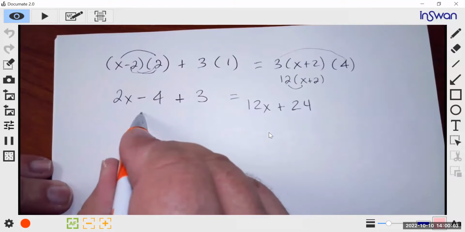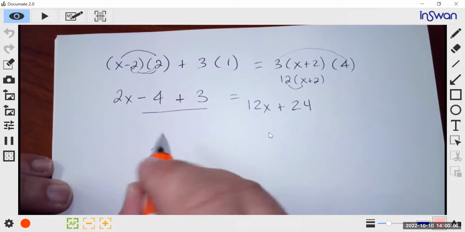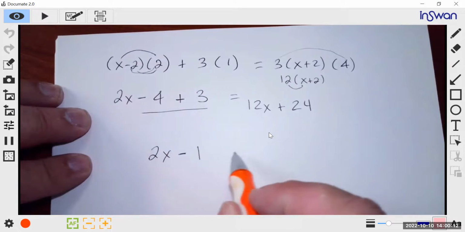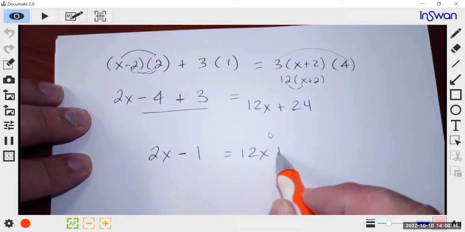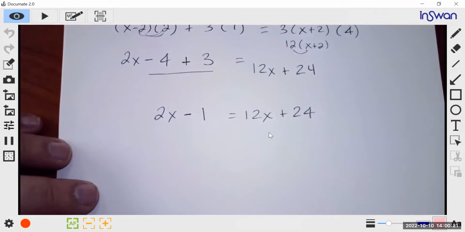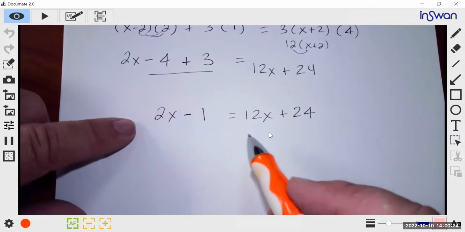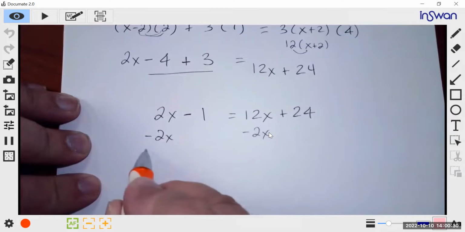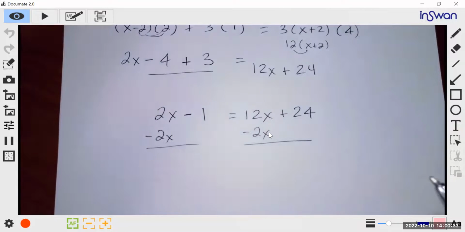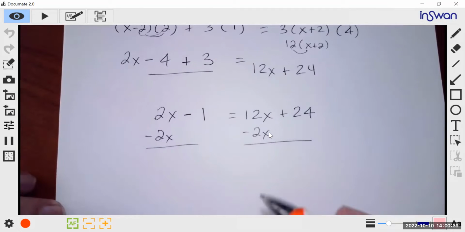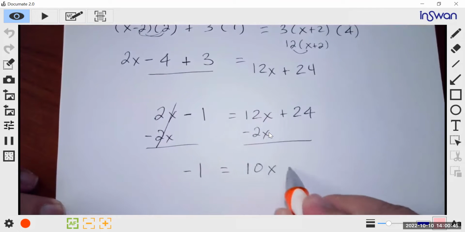Combine like terms. 2x, well, negative 4 plus 3. 4 is bigger, so the answer is negative. Minus 1. Since you have x on both sides, always move the smaller x to the larger x. So we subtract 2x on both sides. You never want to have a negative coefficient when you move things around. If you do, move the other one. The 2's cancel, so I have -1. 12 minus 2 is 10x.